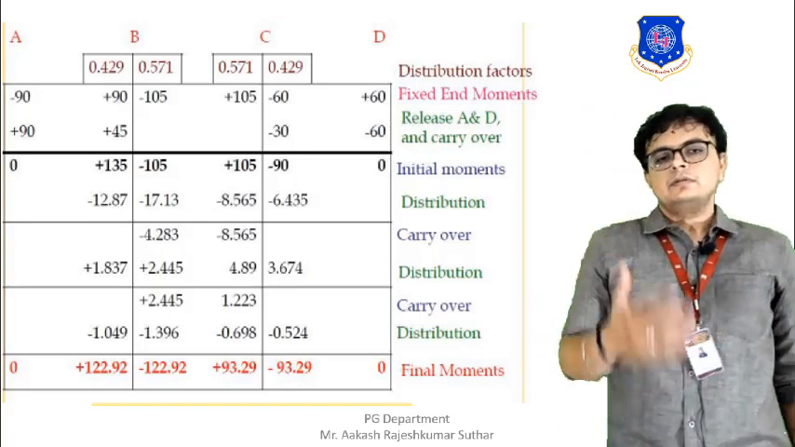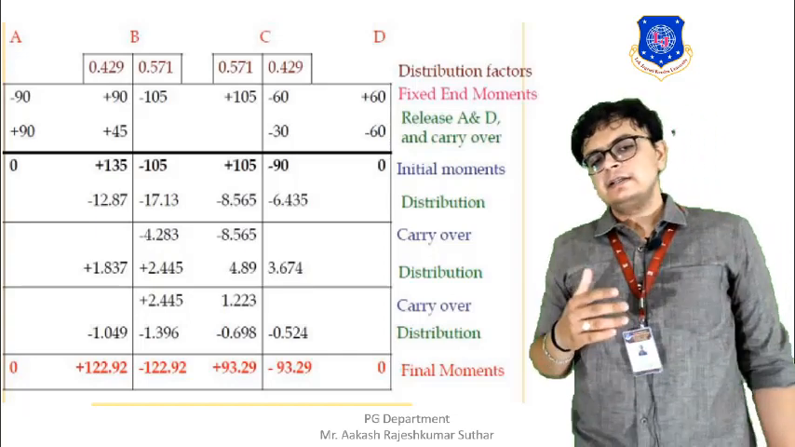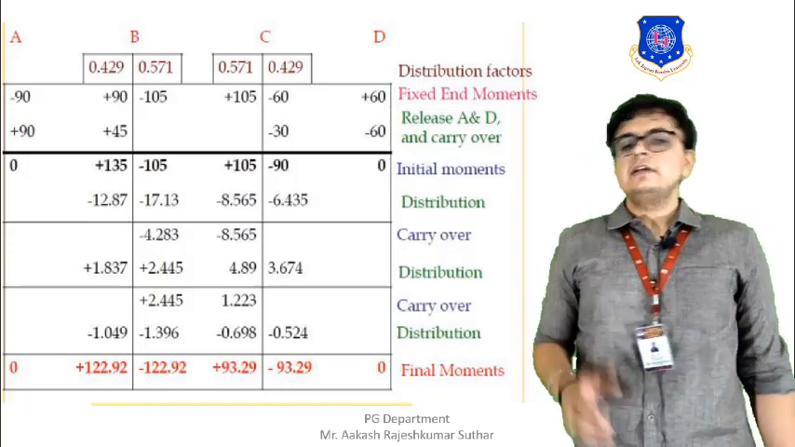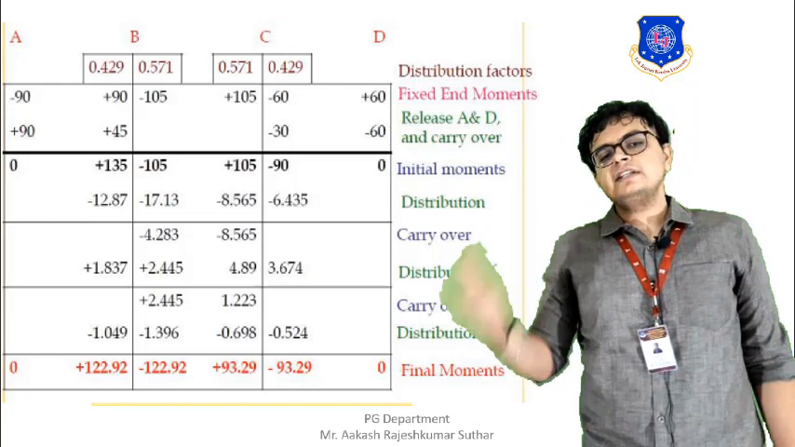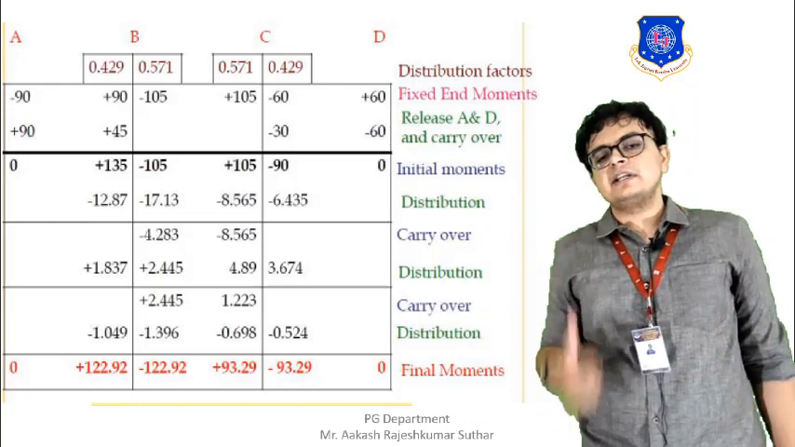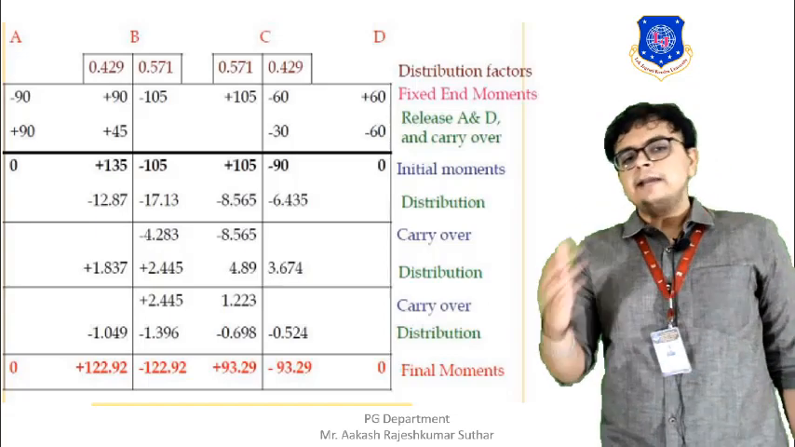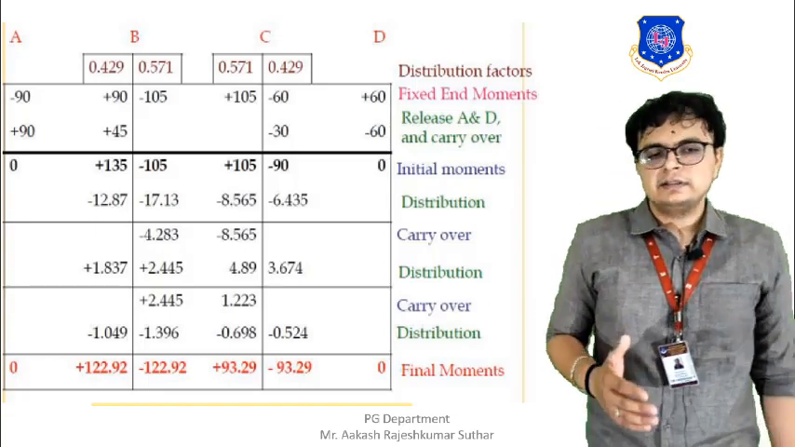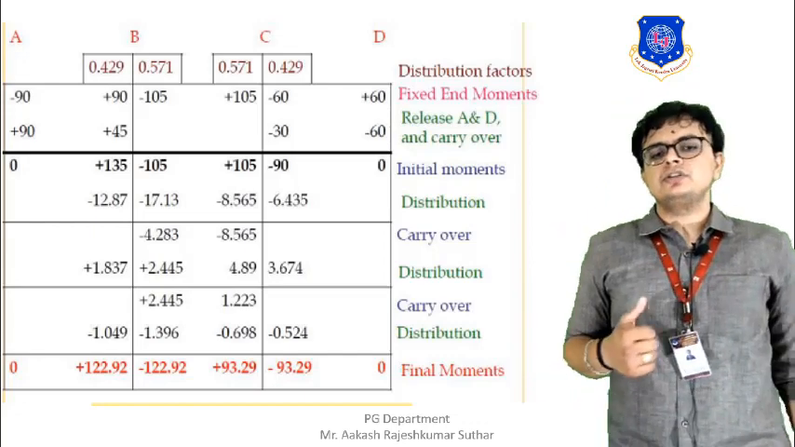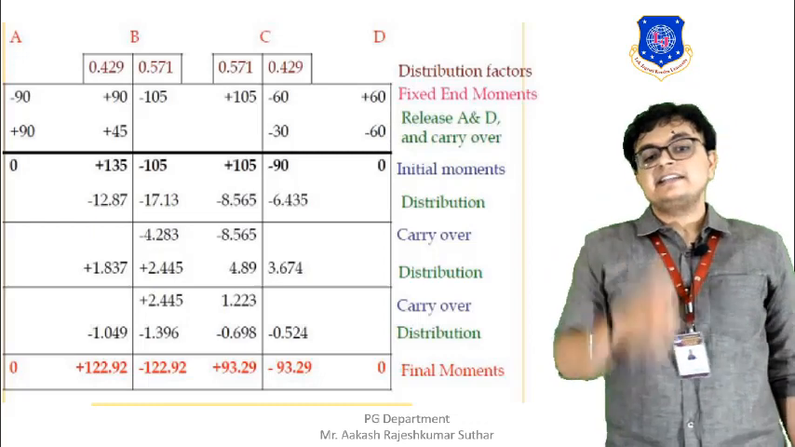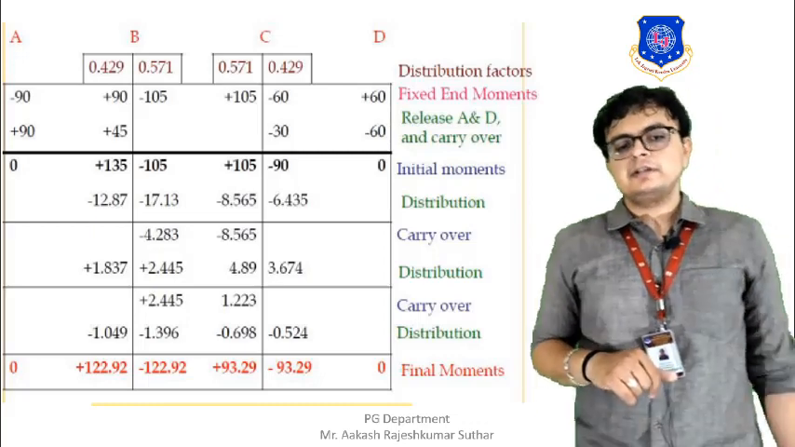So at joint B, particularly talking about MBC, it is having 2.445 that will be transferred to MCB and half will be transferred. That is, you can see in the next step in carryover, the 1.223 value. Similarly, for MCB, we have the distribution of 4.89. So half of it will be transferred to MBC. So we will be getting 2.44.